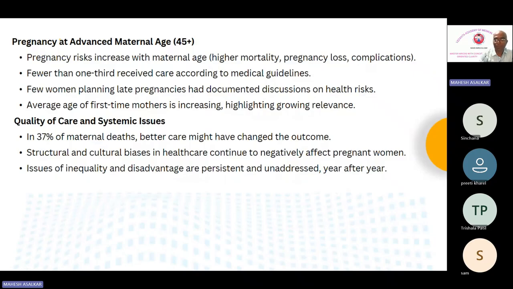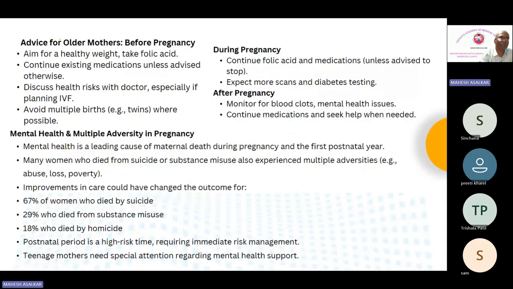So almost one third of maternal deaths could have been prevented or could have had different outcomes, provided the care had been changed. Okay, then structural and cultural biases, which we have already discussed, and issues of inequality and disadvantage are persistent and unaddressed year after year. Okay, so these are some of the basic messages from this particular report.